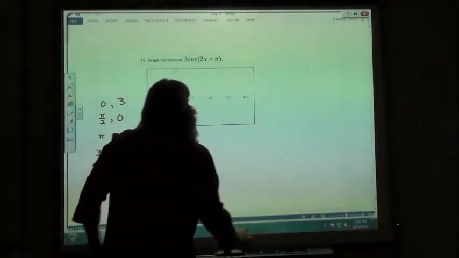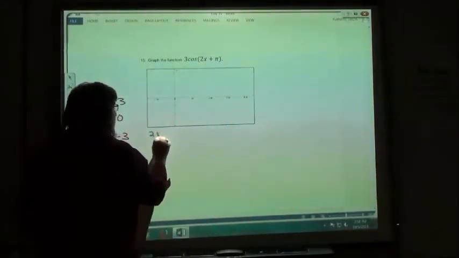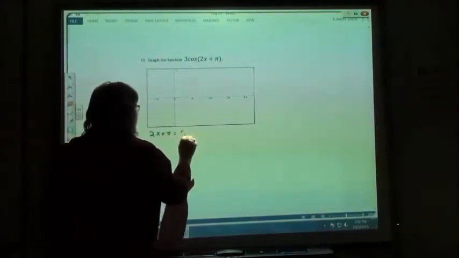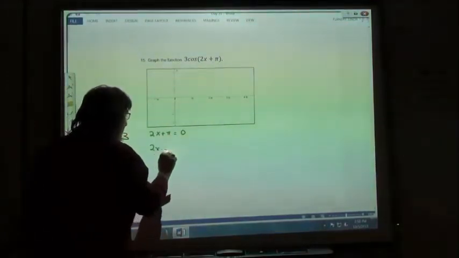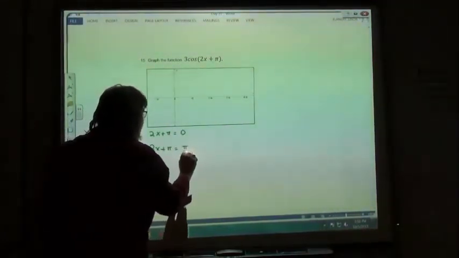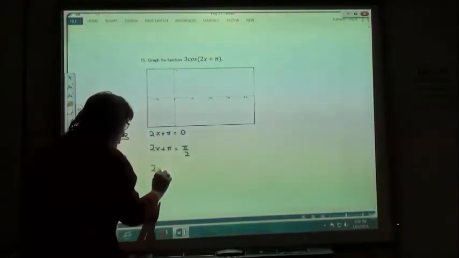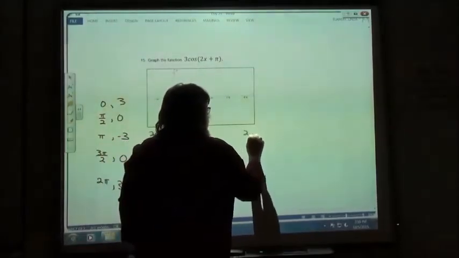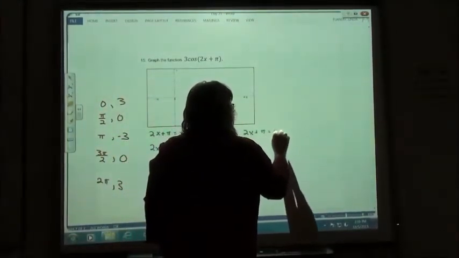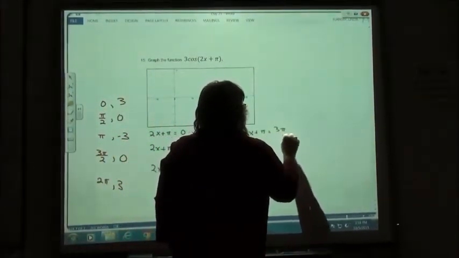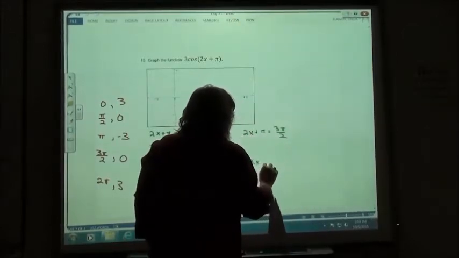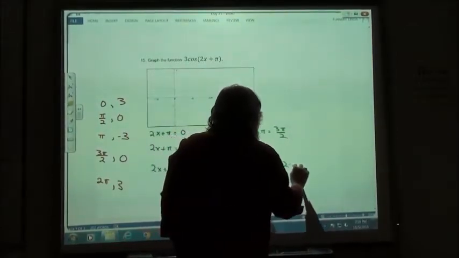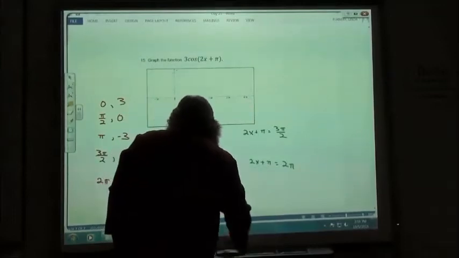So we are going to do 2x plus pi equals 0. 2x plus pi equals pi over 2. 2x plus pi equals pi. 2x plus pi equals 3 pi over 2. And 2x plus pi equals 2 pi. And we're going to solve each of those.